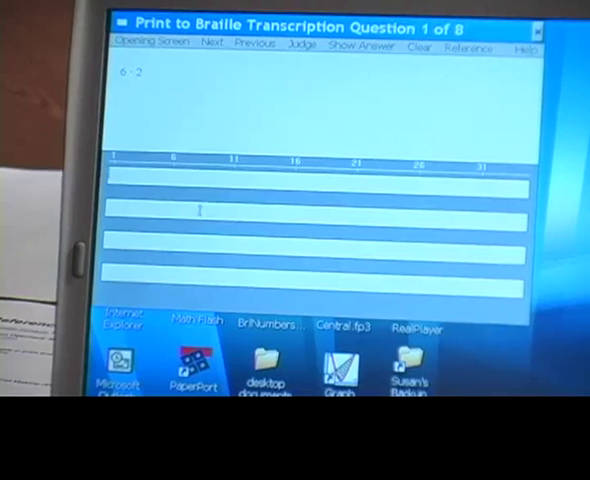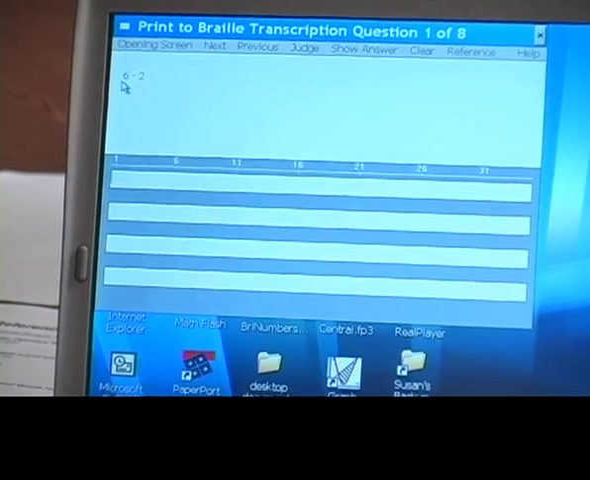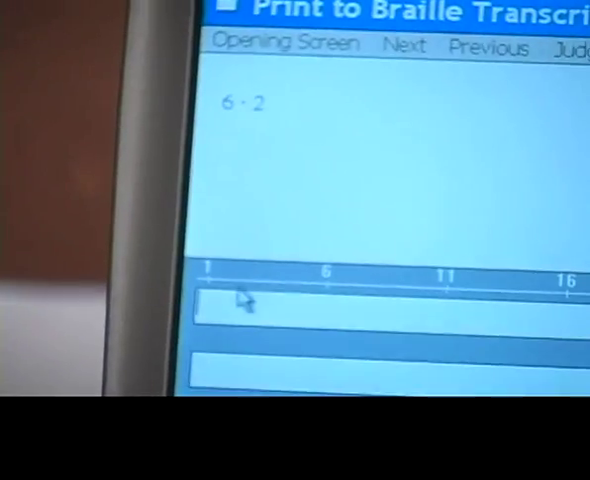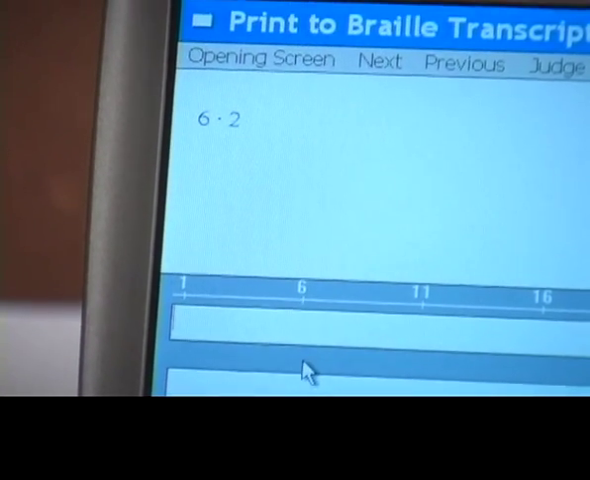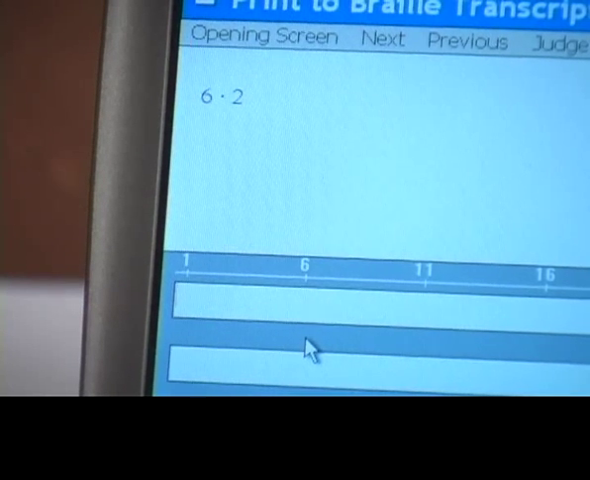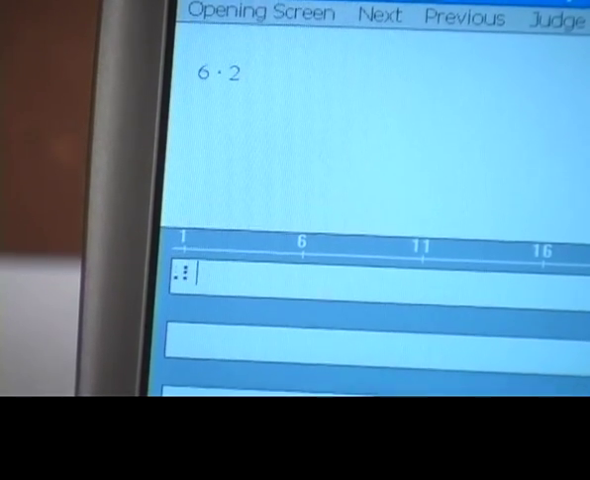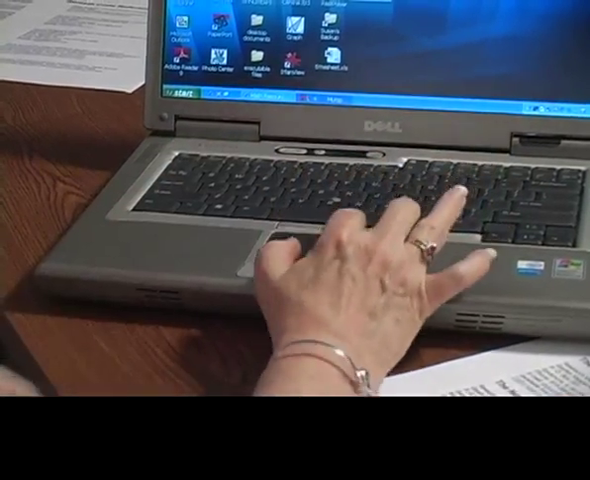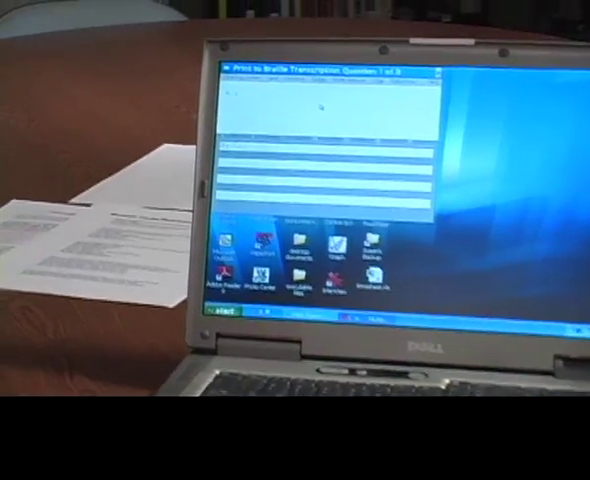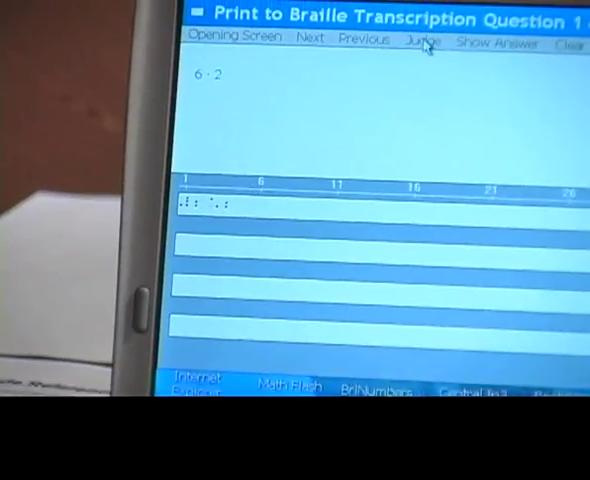Now it's telling us, would you please write 6 times 2? And by the way, I'm going to put my fingers on the home keys, and I'm going to see if I can do that correctly, which is numeric indicator 6, your dot times sign, and your 2. And then I'm going to let them judge me.